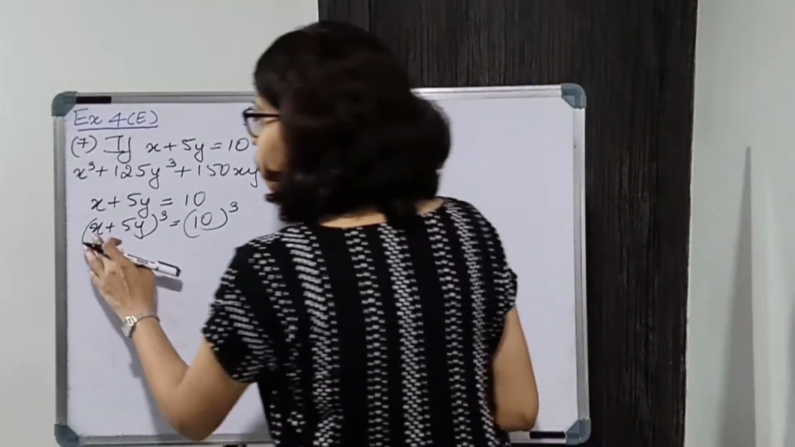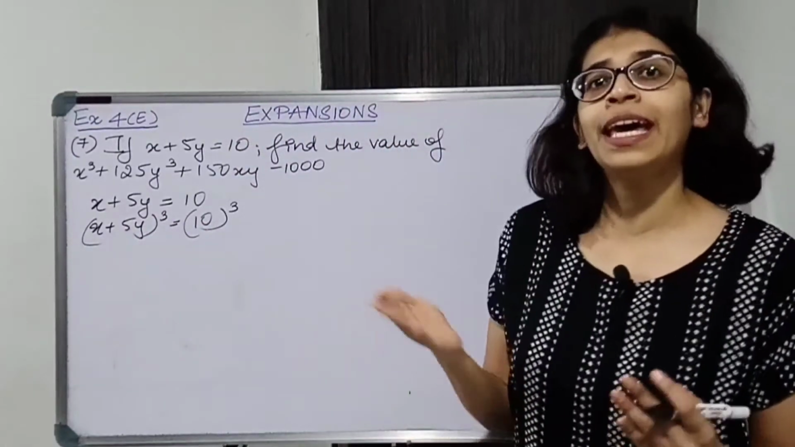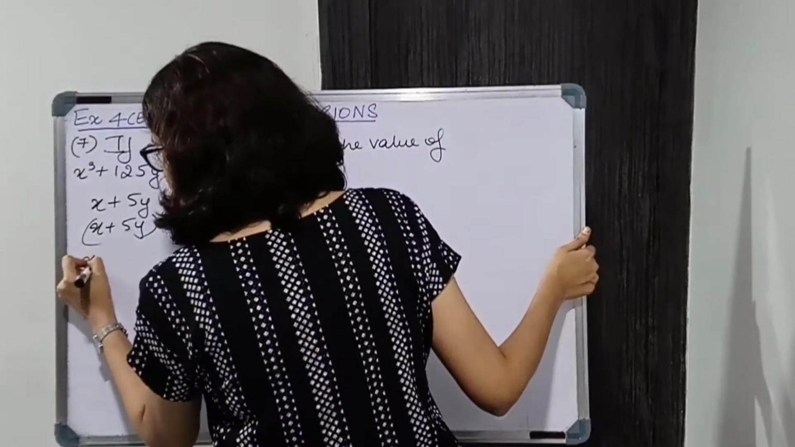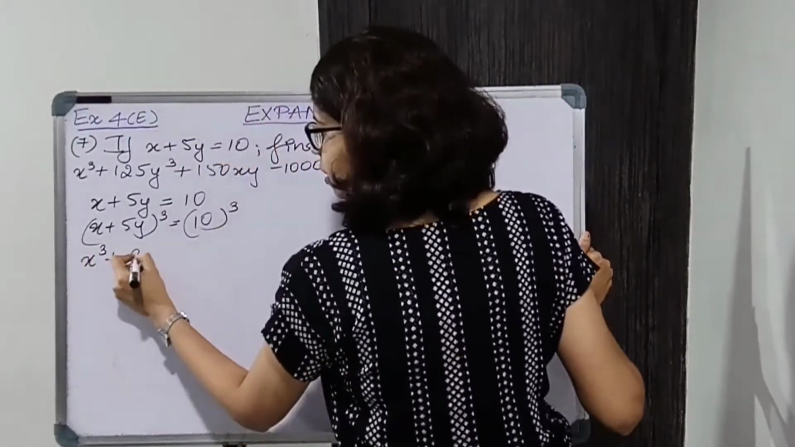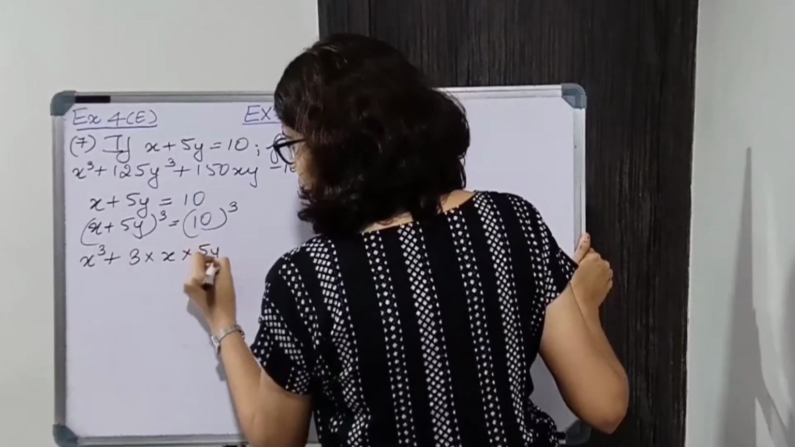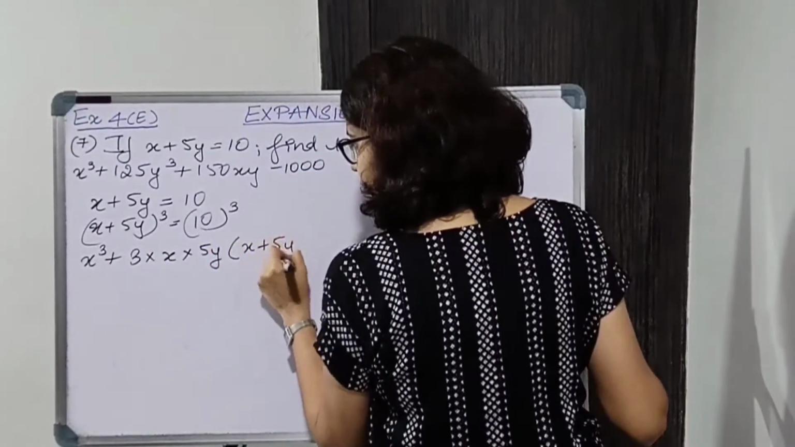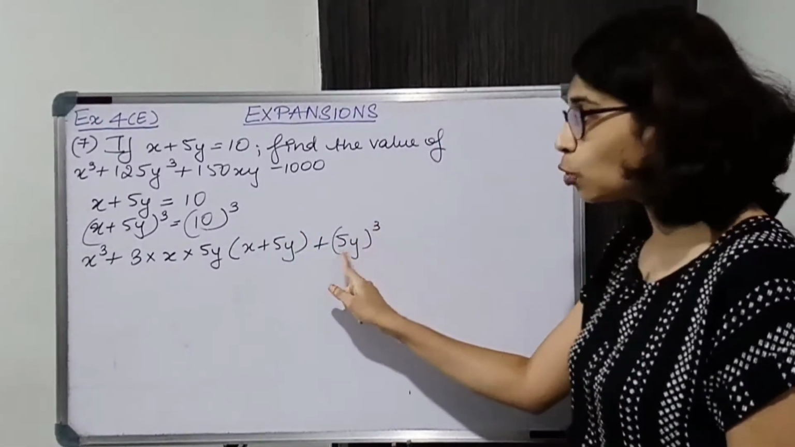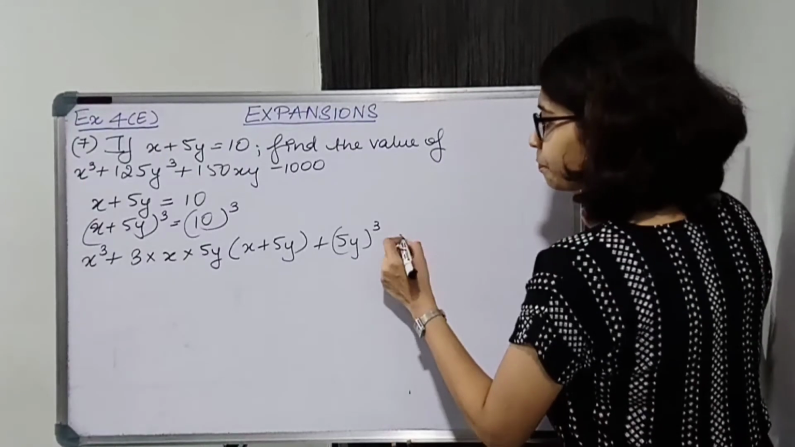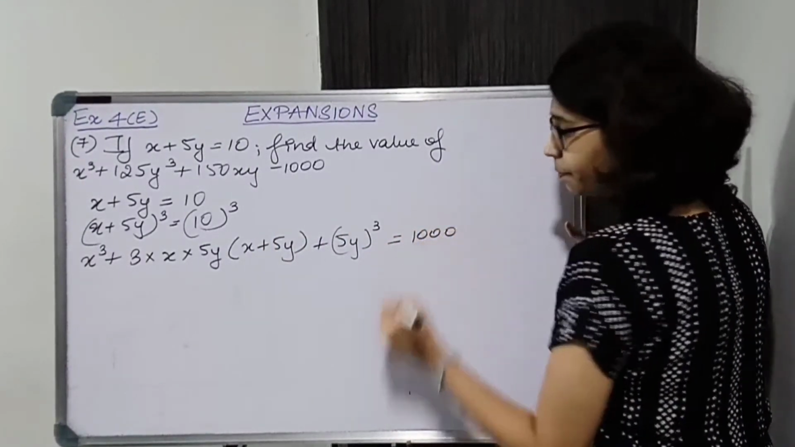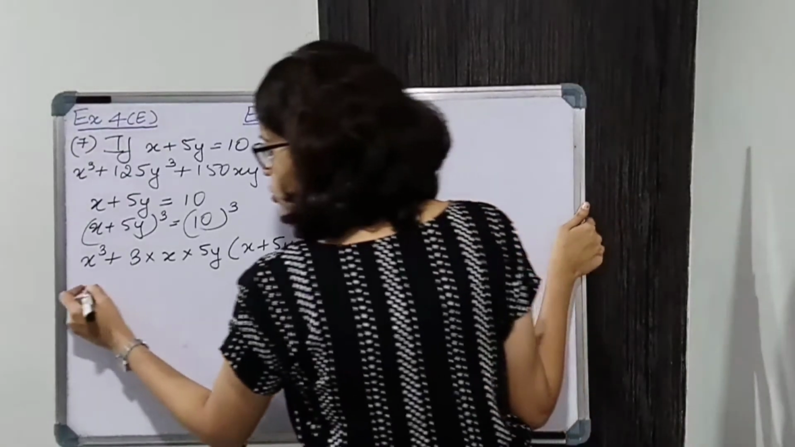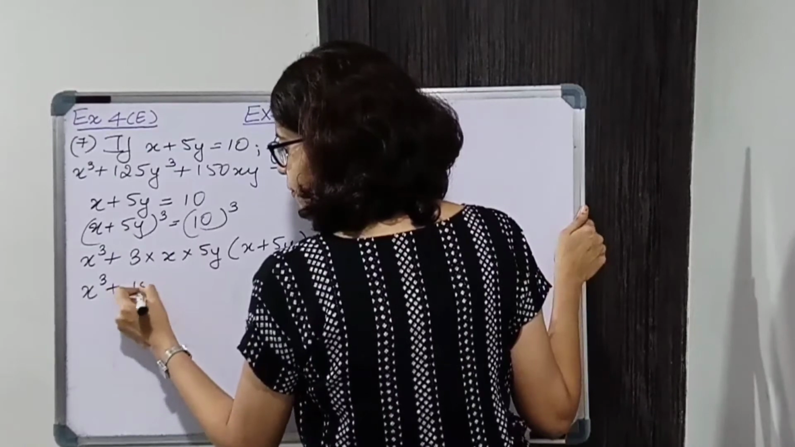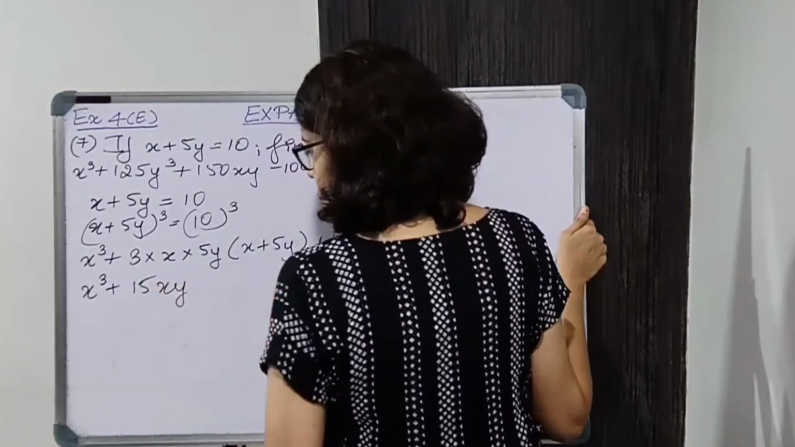Okay, this is of the form a plus b the whole cube. What is a plus b the whole cube? a cube plus b cube plus 3ab into a plus b. So x cube plus 3 into x into 5y into x plus 5y plus 5y cube. You have to cube the coefficient also. Please don't forget. 10 cube is 1000. Okay, so x cube, multiply the numbers first. 3 5s are 15. xy.